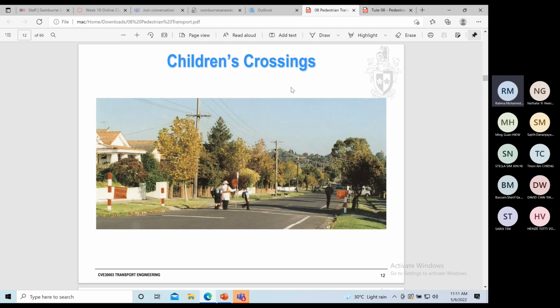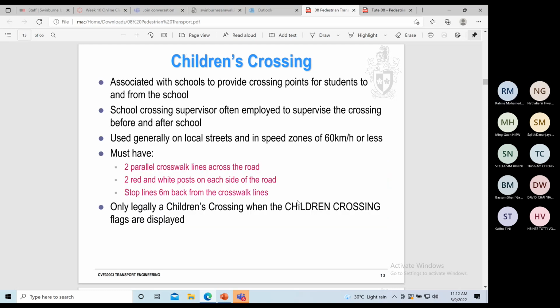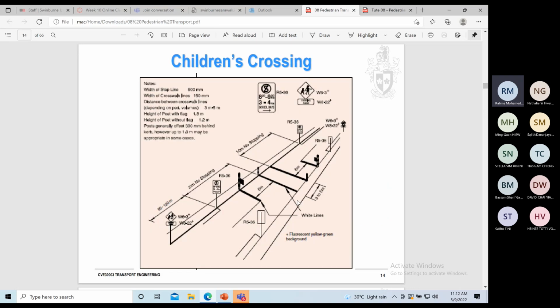Then we have children crossing, usually installed in school zones, on local streets where speed is limited. It can be limited to 30 km per hour. You can read this on your own.